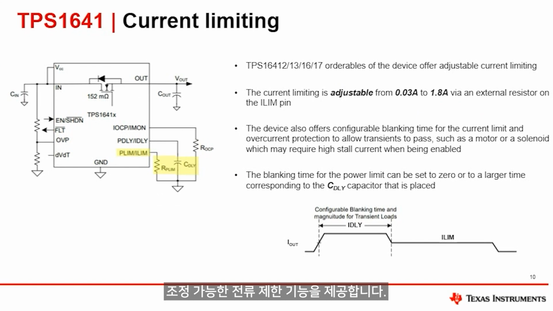and 1.7 offer adjustable current limiting. So the current limit can be adjusted from 30 milliamps up to 1.8 amps via an external resistor. And then the device can also offer a configurable blanking time for current limit as well, as was discussed in the power limiting device. So depending on whatever value you use for the C delay capacitor, you can configure the blanking time to allow transients to pass.